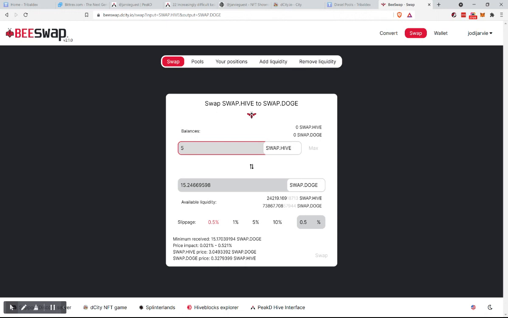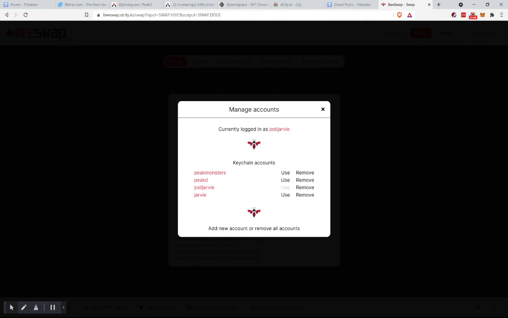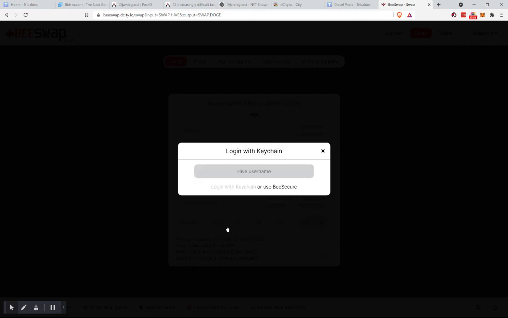Minimum received if there happens to be slippage. Yes. Okay, so they're both the exact same amount. But if there happens to be slippage, this is the minimum you would receive anyways. Okay, well, they're still good. I just like how it's laid out here a little bit better. But we do need to add in that account. Add new account. Jarvie Guest.